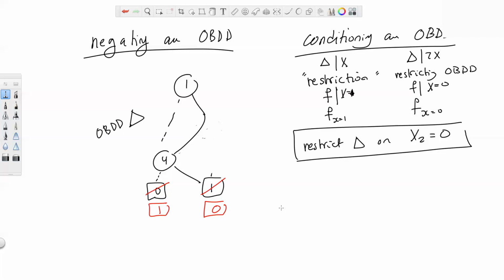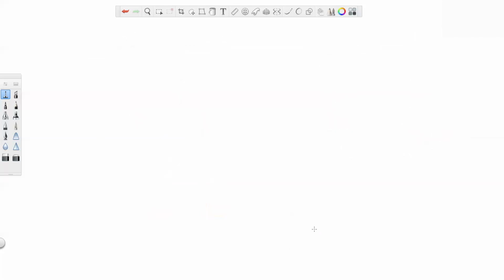So, okay, we did negation and conditioning. Let's go ahead and do what people call apply, which is combining two OBDDs using a Boolean operation. We will start by making it concrete, where we talk about conjoining two OBDDs. So if you give me two OBDDs, let's call them F and G, what I want to do is construct F and G. It doesn't have to be conjunction. Whatever we say now will apply if you stick any Boolean operation there, but let's just start with that.